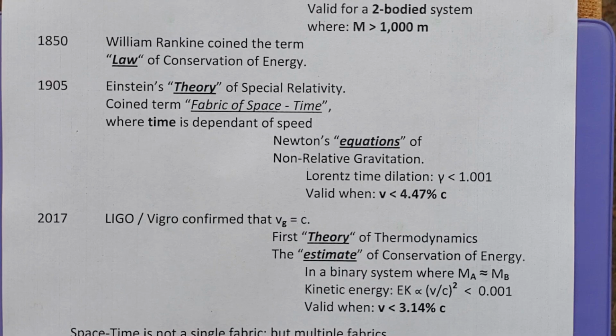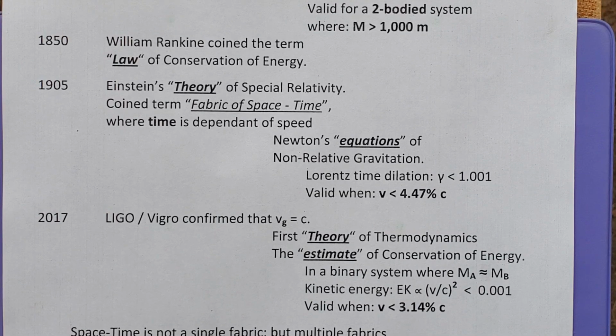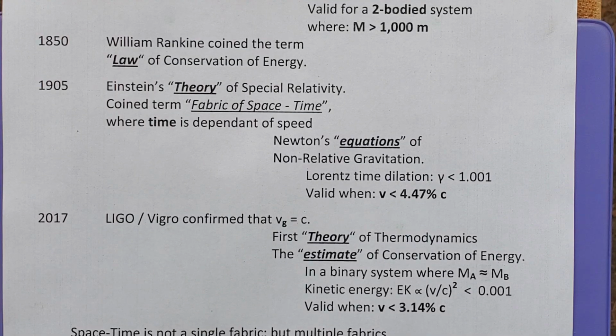Albert Einstein's relativity theories, they finally figured out not to call new discoveries laws, of 1905 demoted Newton's law to a set of equations valid only when the object has a velocity of under 4.47% the maximum speed of light, when the Lorentz time dilation is less than 1.001. Einstein also coined the term fabric of space-time, implying that there was only a single fabric, where the time rate of an object is dependent on the speed of the object.